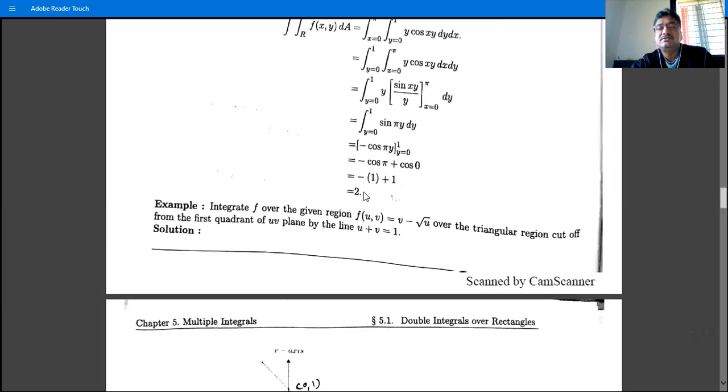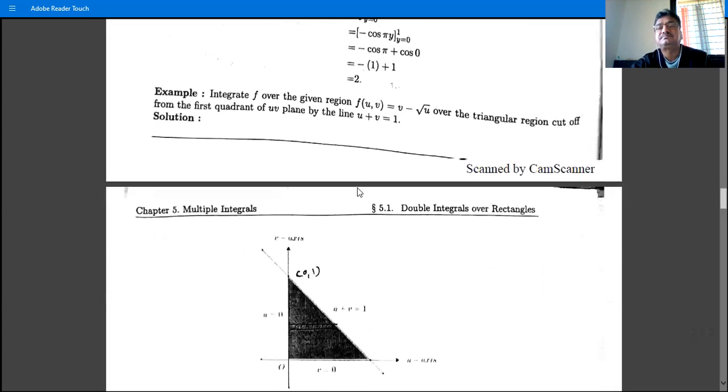Then minus 1 by pi is common, and then cos pi minus cos 0, cos pi is minus 1, cos 0 is plus 1, so I think the answer is 2 by pi. Answer is 2 by pi.